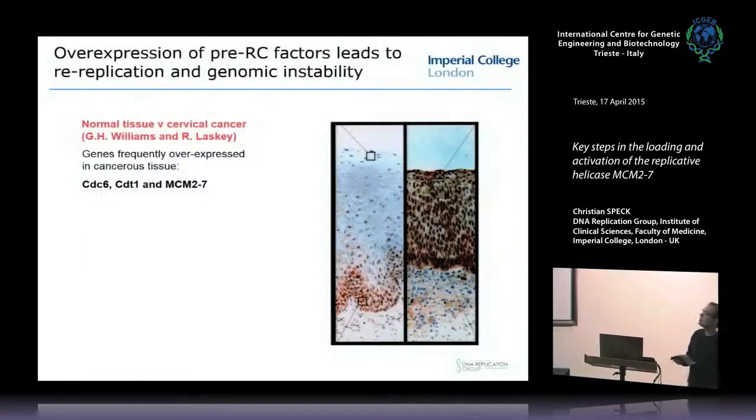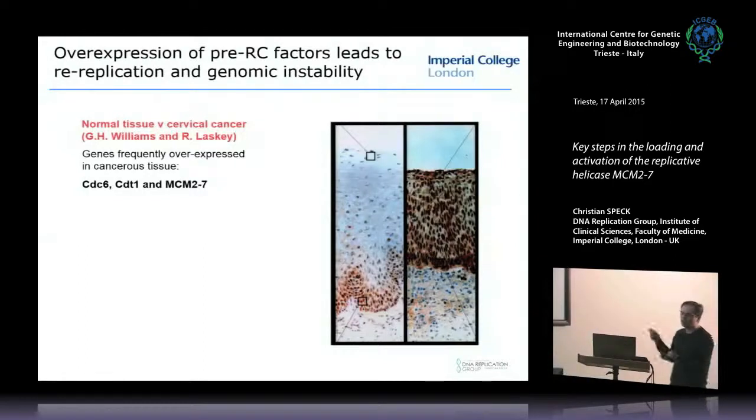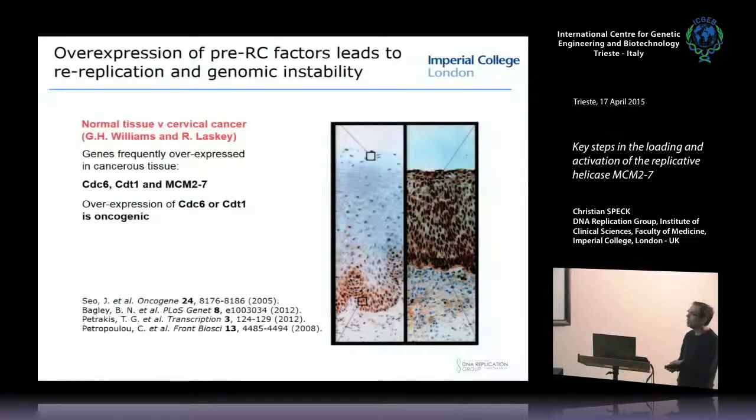So this is a picture produced by the Lasky lab, and they were looking at cancer. This is normal tissue, this is cervical cancer, and they stained this for MCM2. And you can see there's lots and lots of MCM in there, and if you would stain for CDC6 or CDT1, it probably would look very similar. So those are genes that are frequently overexpressed in cancer, so that's really, really bad.